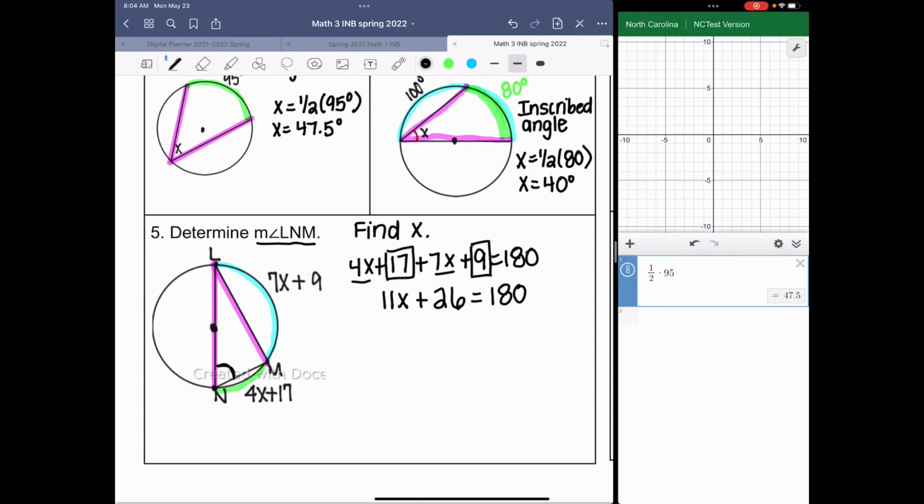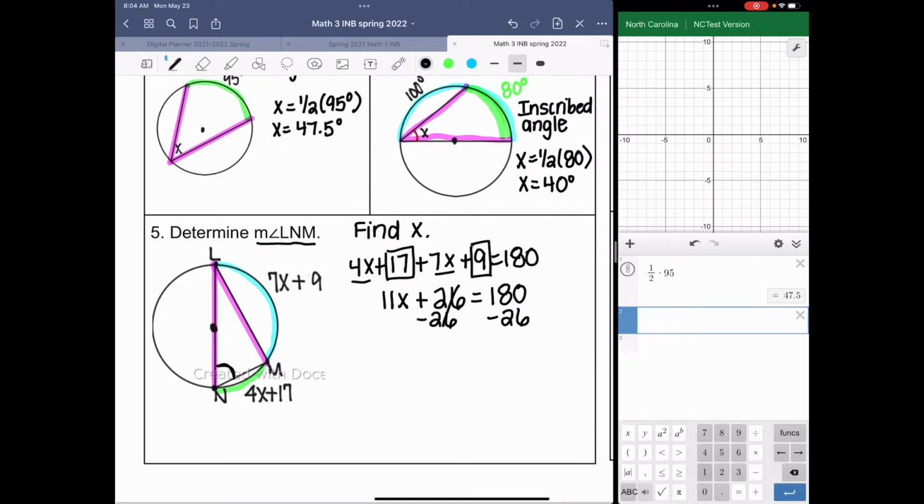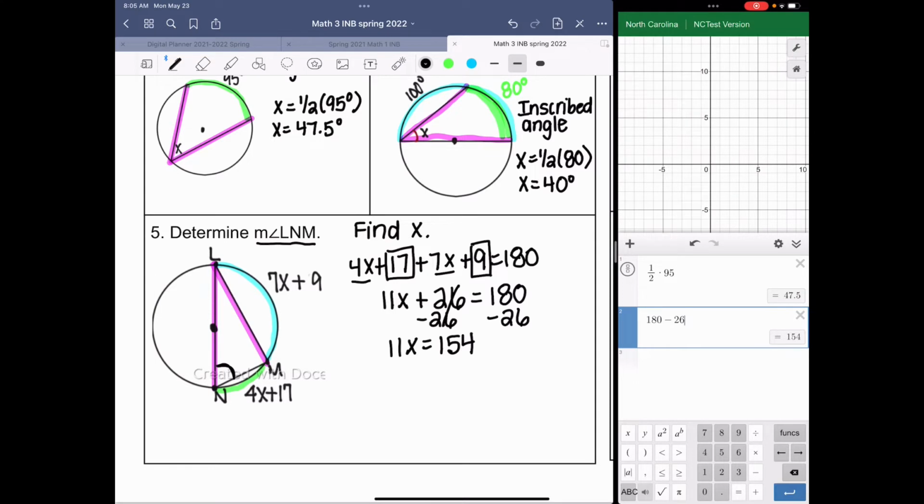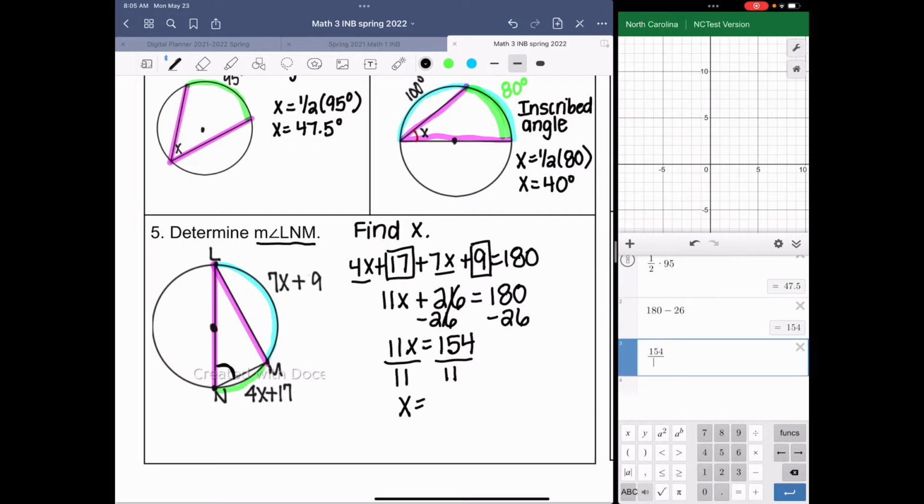All right, so we're going to finish solving that. So we're going to subtract 26. All right, and of course we have 180 minus 26, and we get 154. All right, so we're going to divide by 11. And then x is going to equal 154 divided by 11. That's going to equal 14. So we know that x equals 14.